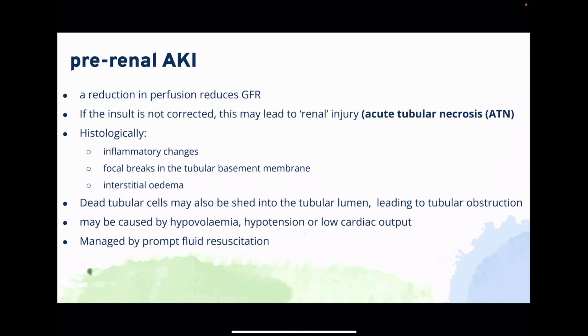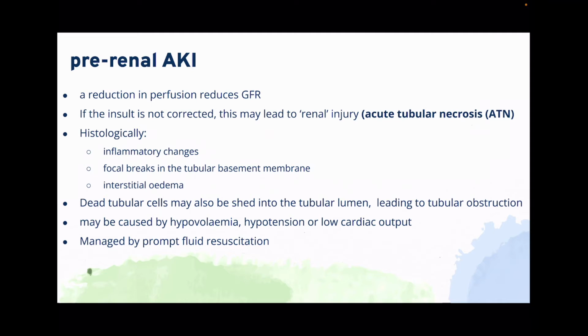So let's get started with pre-renal acute kidney injury. As we know, a reduction in perfusion leads to a reduced glomerular filtration rate. And if the insult is not corrected, this may lead to renal injury, most commonly acute tubular necrosis. In acute tubular necrosis, the dead tubular cells may be shed into the tubular lumen, leading to tubular obstruction.